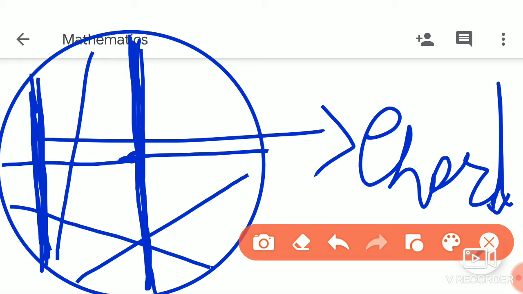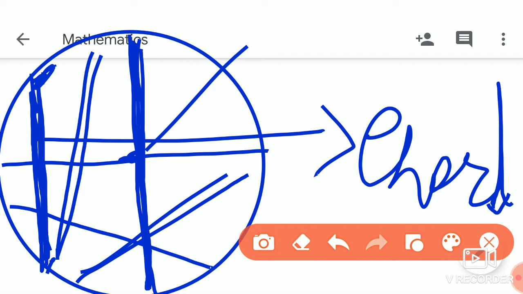So, a definition for a chord is that any line segment with its endpoints on the circle is known as a chord. Can you see its endpoints are on the circle? And it can pass from anywhere. But a diameter passes through the center only. It can't pass from anywhere. Okay? Diameter is the longest chord of the circle.